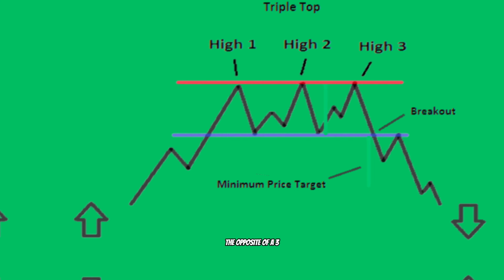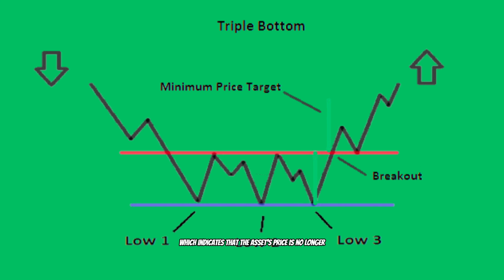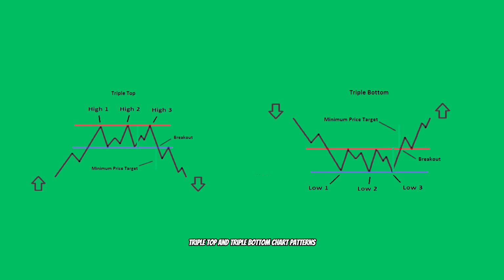The opposite of a triple top is a triple bottom, which indicates that the asset's price is no longer falling and could rise higher. A triple bottom is a bullish chart pattern used in technical analysis, characterized by three equal lows followed by a break above the resistance level. Triple top and triple bottom chart patterns are based on the notion that three tops or three bottoms can be found almost at the same price level.